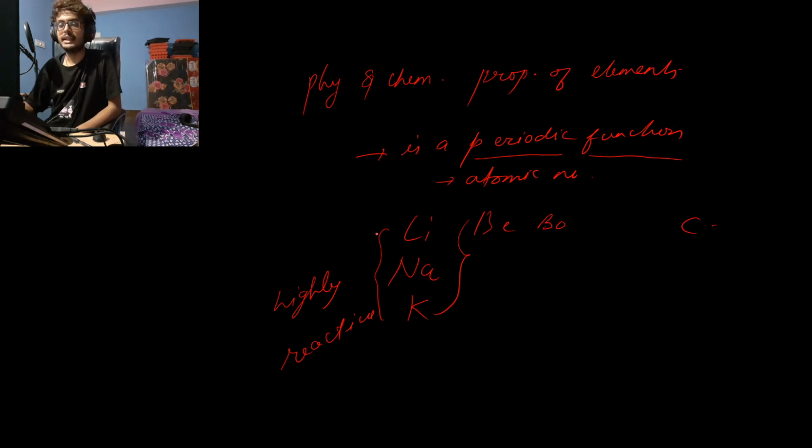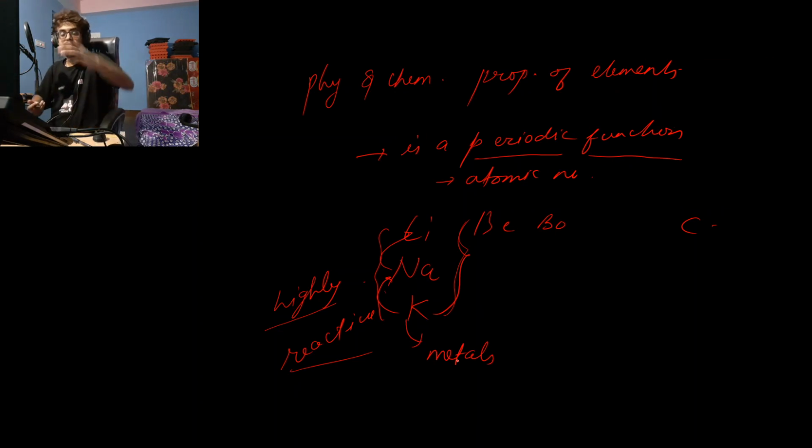So there is periodicity, meaning there is repetition. There is repetition of elements based on similar chemical or physical properties. Sodium is just below lithium, which basically means that they share a common property. I'll tell you the common property is that they are highly reactive. These are all highly reactive metals, right? This is the common property shared between these three elements.